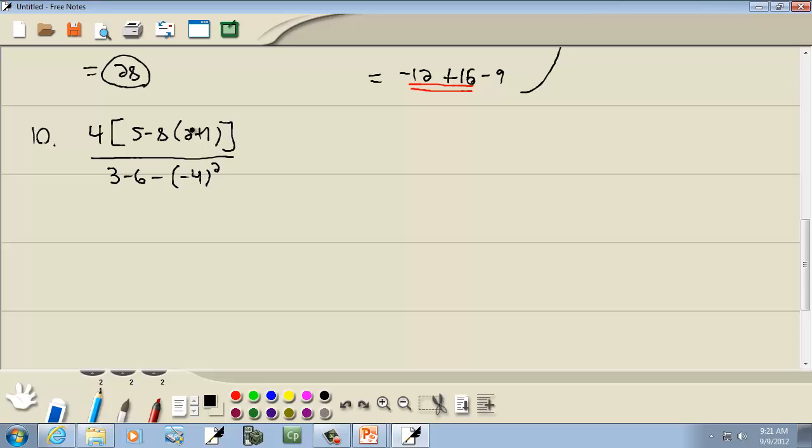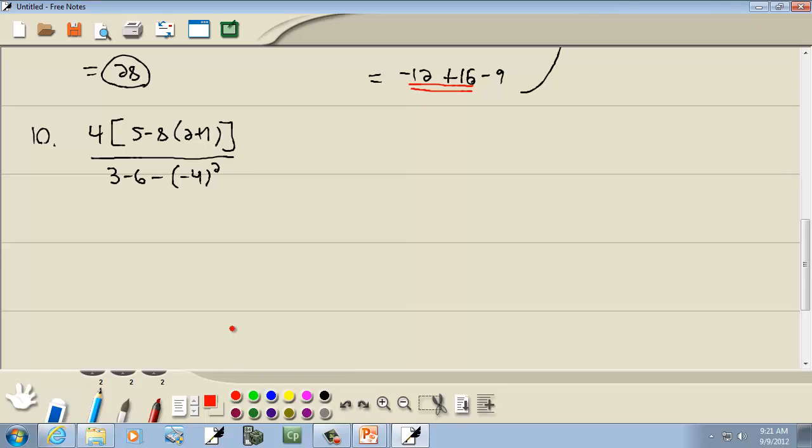When you've got a fraction, you do the top part completely, you do the bottom part completely, then you handle the fraction. Normally we might think you do division before addition and subtraction, but again, you have to do the top part completely and the bottom part completely. It's kind of like Please Excuse My Dear Aunt Sally. The top of the fraction and the bottom of the fraction are considered like parentheses.